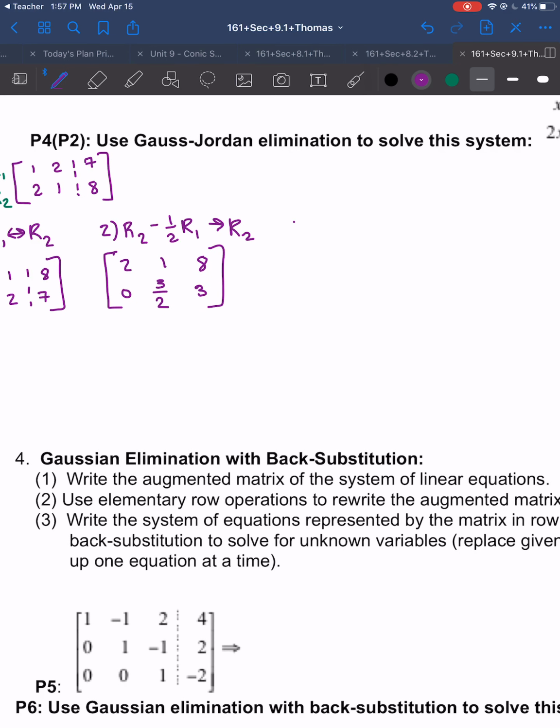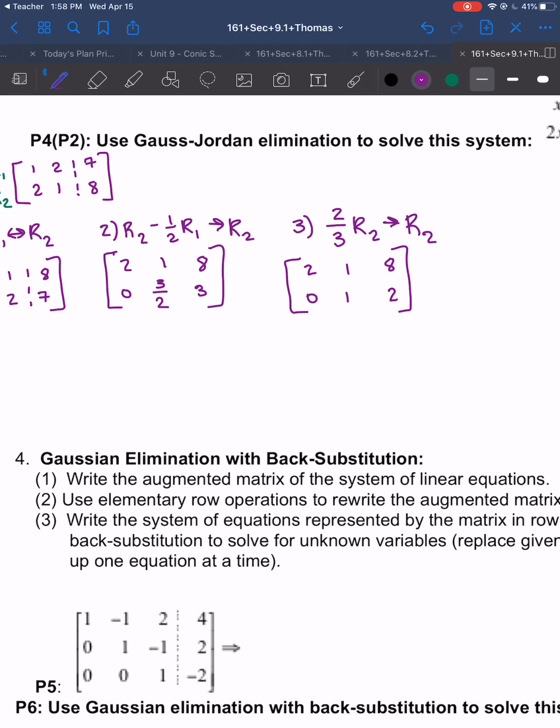Then our third step: I want this entry to be a 1. So I'm going to take 2/3 of row 2 and multiply it. Then that 3 halves will become a 1. So row 1 still won't change, this still stays a 0, this becomes a 1, and this becomes a 2.